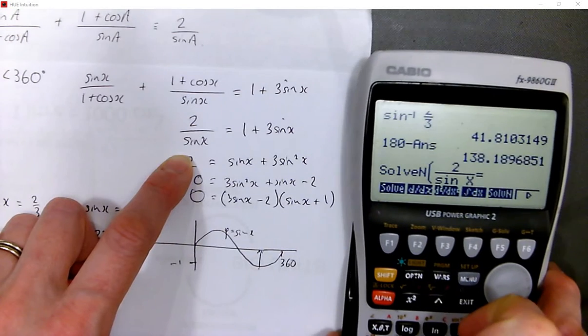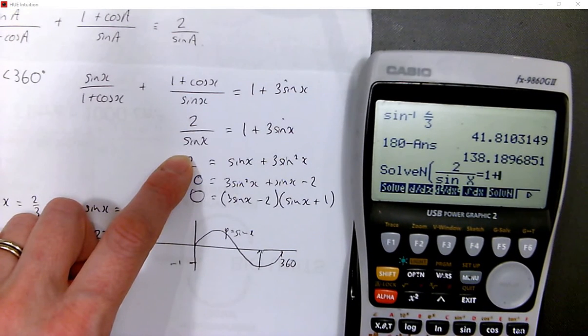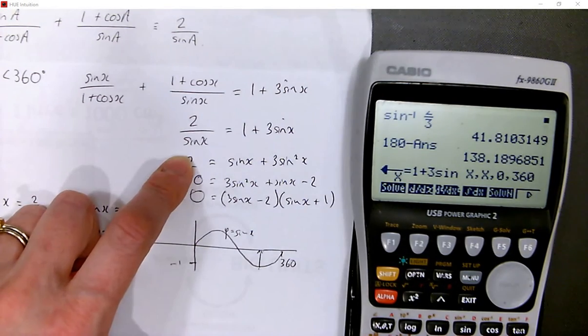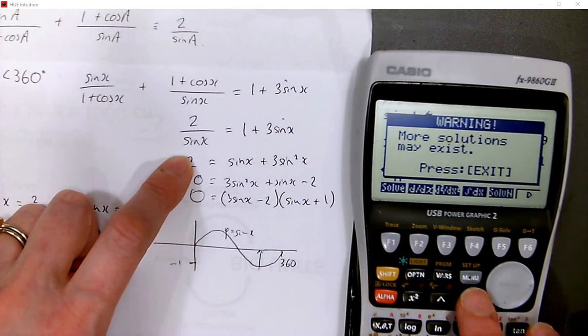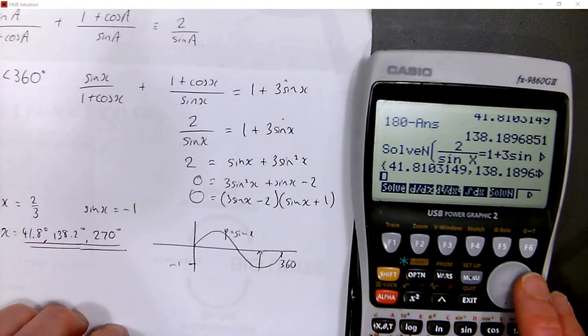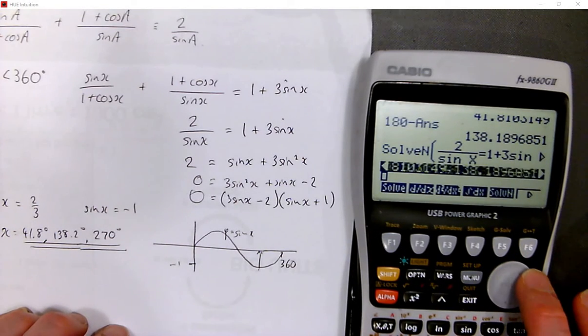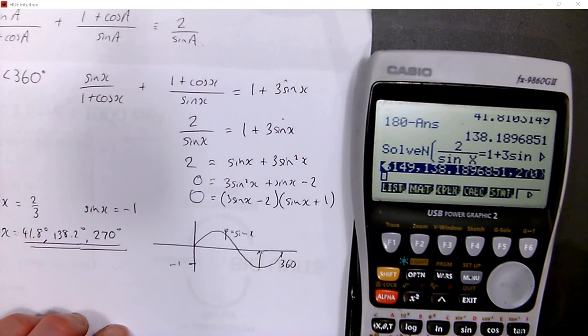Okay. The right hand side is 1 plus 3 sine x. Okay. And our variable's called x. We're going from 0 up to 360. Takes a little while, and it usually says there may be more solutions. There we go. So we've got our 41.8, 138.2 and 270, which is super.